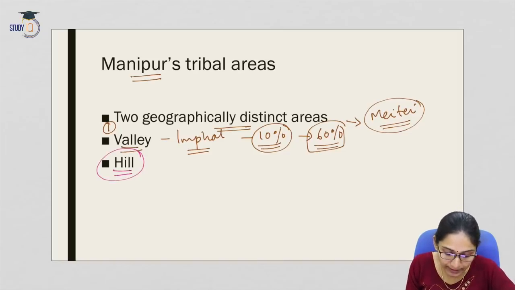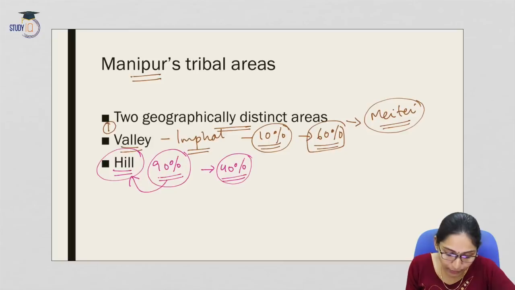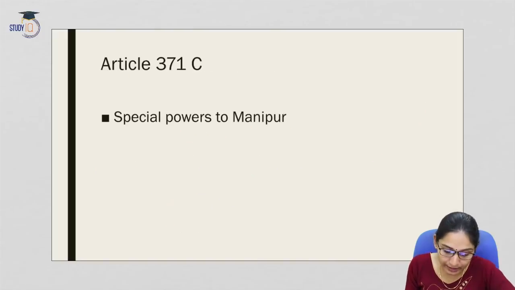Now secondly, coming to the hill area, as we said, 10% is constituted by the valley region. So definitely 90% of the remaining geographical area is covered by the hills. They are home to almost 40% of the population in Manipur. And this includes a variety of tribes including Nagas, Kukis, etc. While granting the statehood, it was sure that problems could come up for the tribals, and therefore Article 371C was introduced. So let us come to Article 371C.